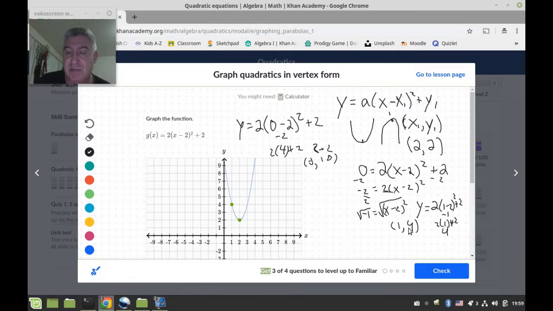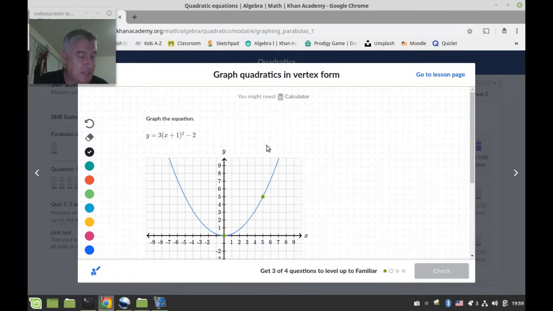Let's see. I'm going to check, make sure I didn't mess it up. So I have one point is 1, 4, and then my other point is, here we go, 2, 2 is my vertex. 2, 2. All right, well, they look good. There we go.